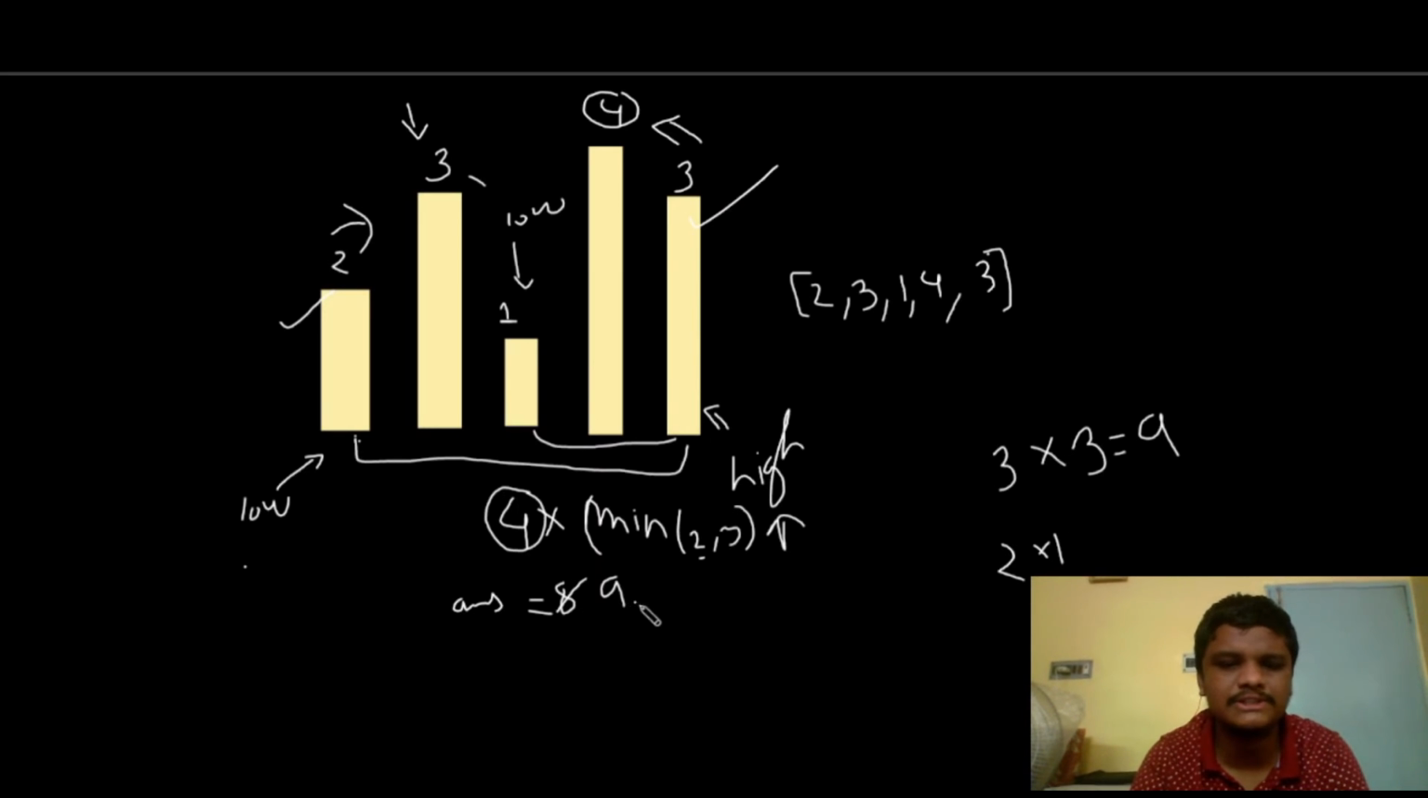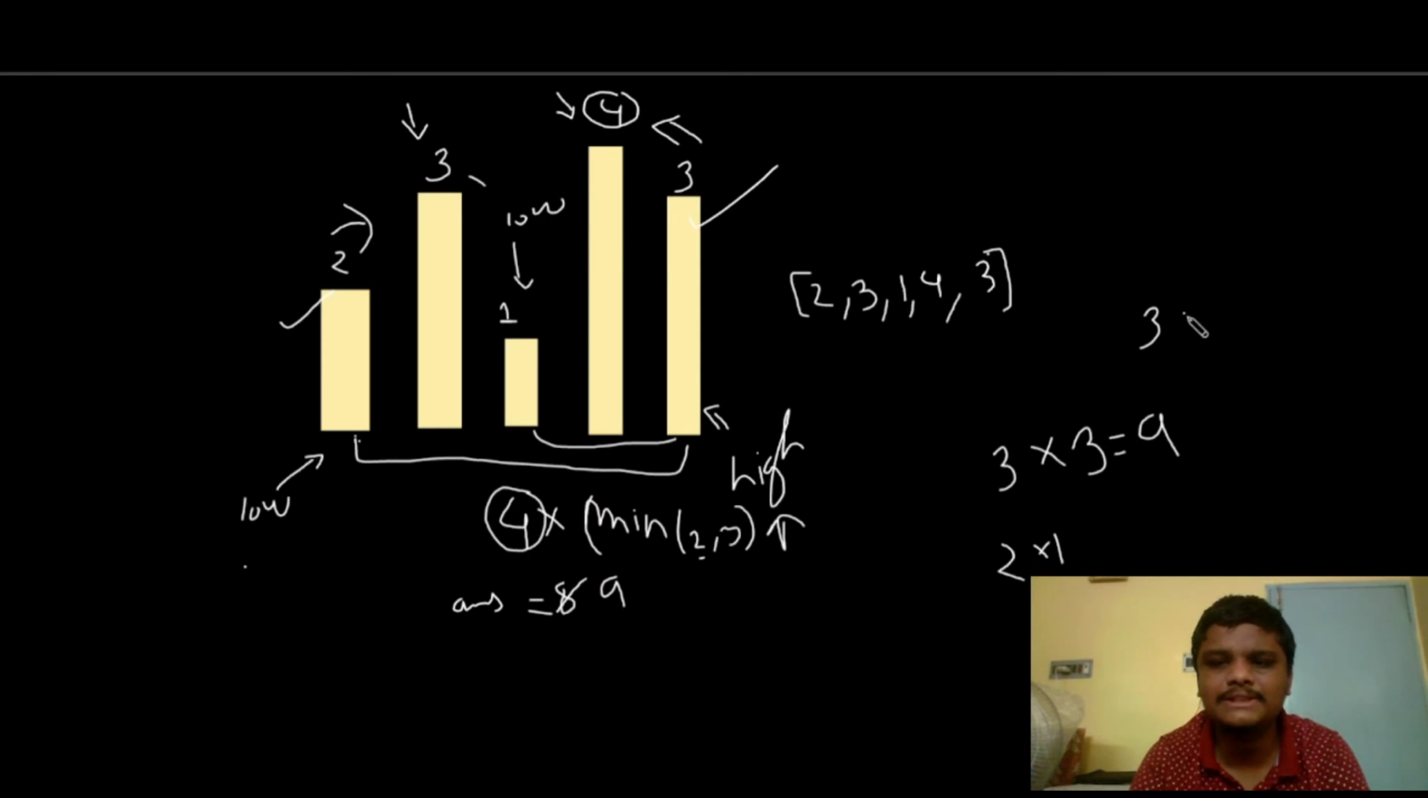Now you know that 2 is less than 9, so our answer will not update. Now tell me which is the minimum out of this 1 and 3. 1 again, right? Now our low pointer is going to point to 4. Now the minimum between 4 and 3 is actually 3.